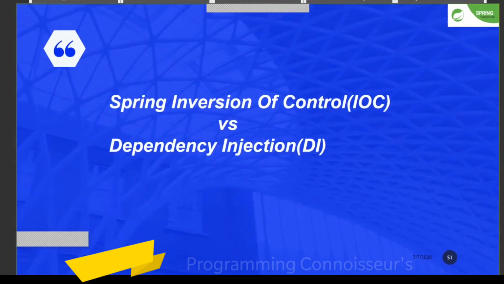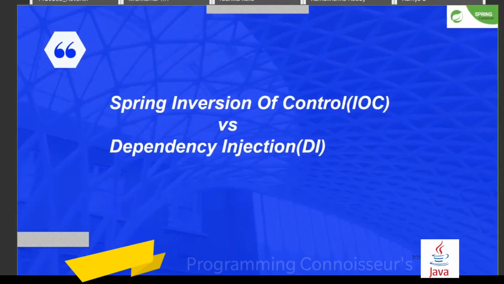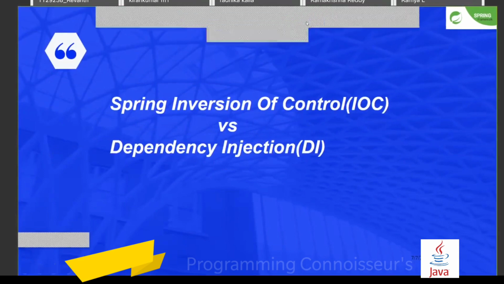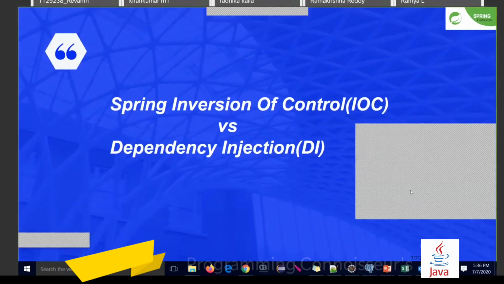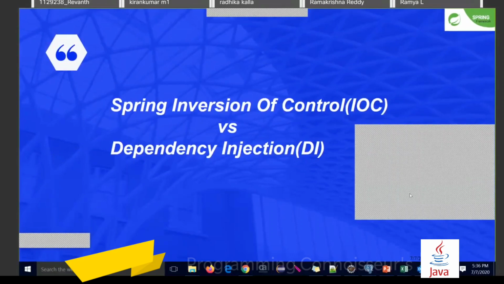In order to achieve inversion of control and dependency injection, both follow some design patterns. We will tell you which design patterns are followed to achieve IOC and dependency injection. That is one more additional advantage we are going to see in this video session on dependency injection and IOC. So let us move into the next section.